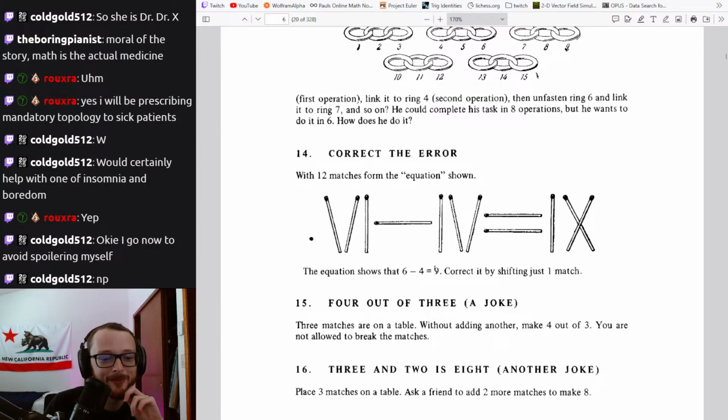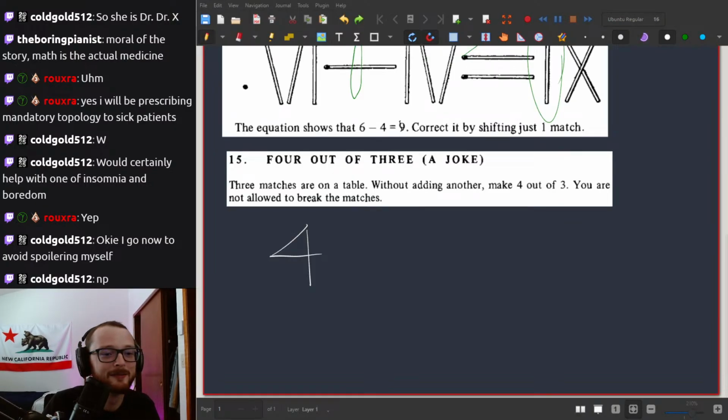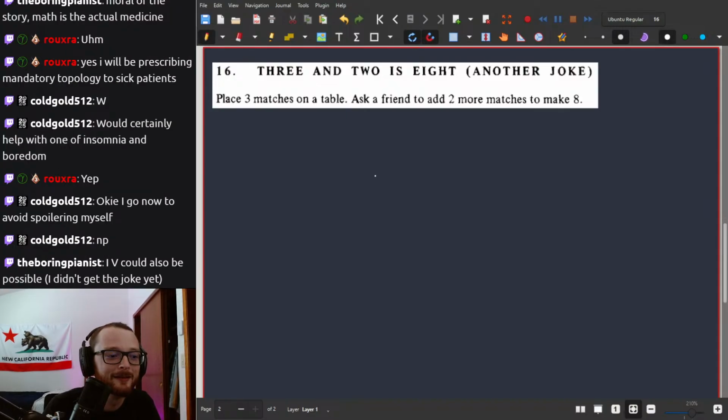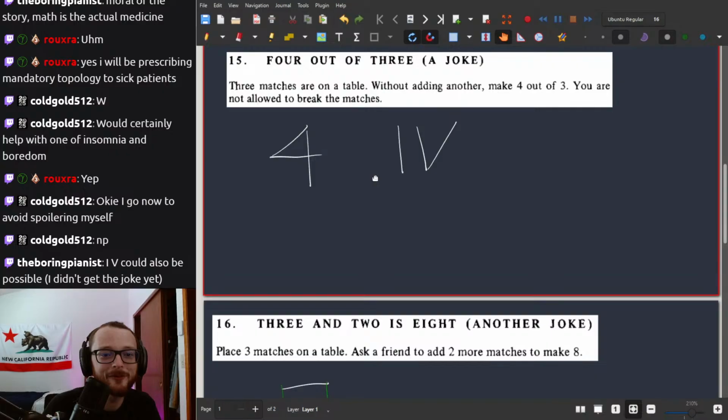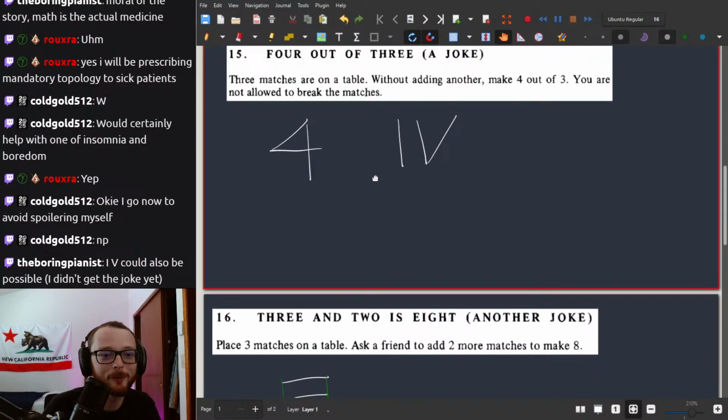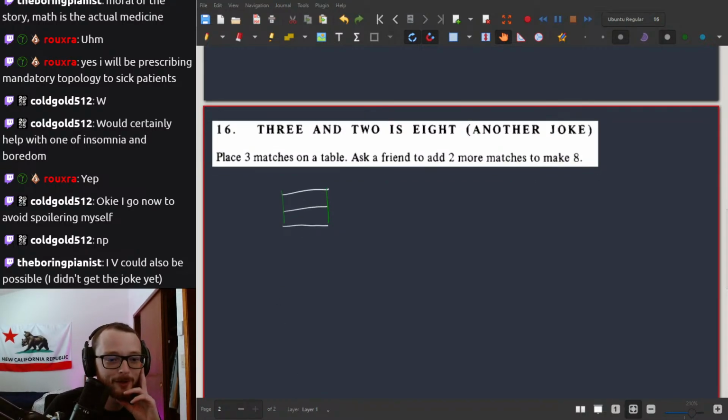3 and 2 is 8. Another joke. Place 3 matches on a table. Ask a friend to add 2 more matches to make 8. I already know the answer. I put the 3 matches like that. My friend puts the 2 matches like that. And it's a crappy 8. IV could also be possible. True. I mean, the joke is like they're making you think that you're supposed to get 4 matches, but we're just spelling out the number 4, I guess.